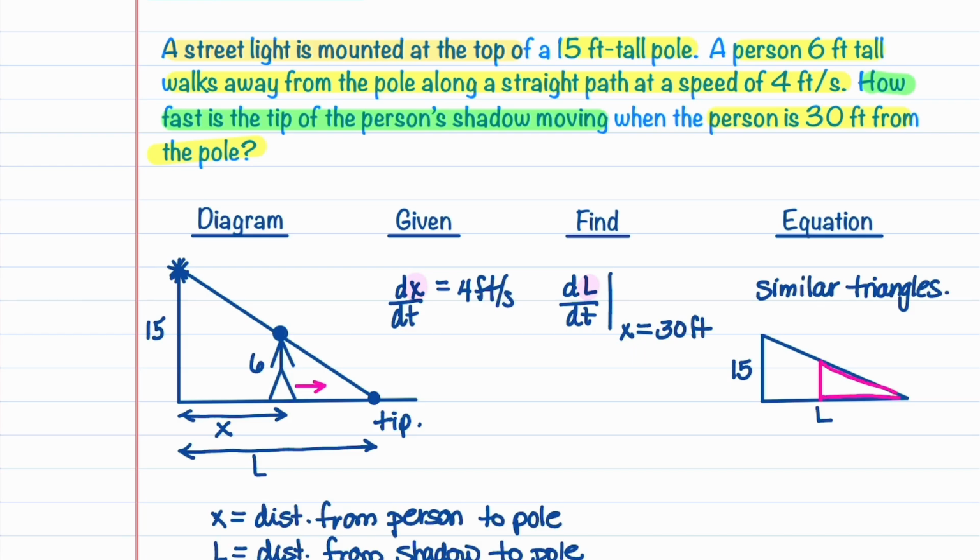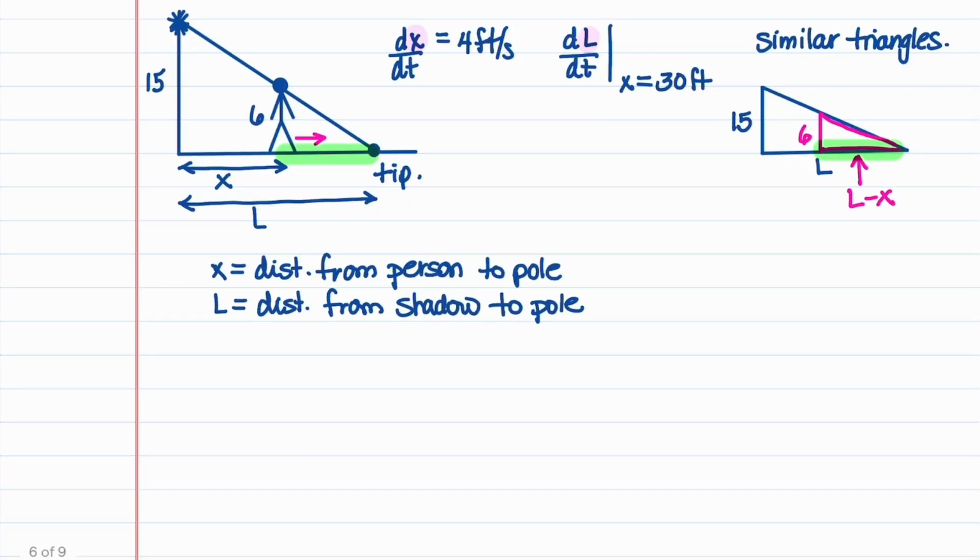We're told that the person is 6 feet, so we can label that as 6. And then we have to find this distance right here. So let's go back over here to our picture, and I want to highlight this distance. That distance is L minus x. So let's come down here and write down the equation for our similar triangles. We have the ratio of 15 is to L as 6 is to L minus x.